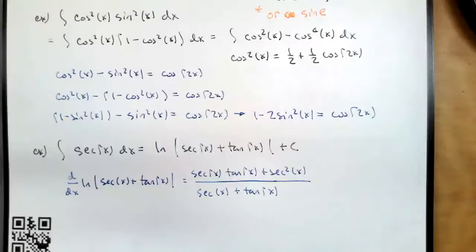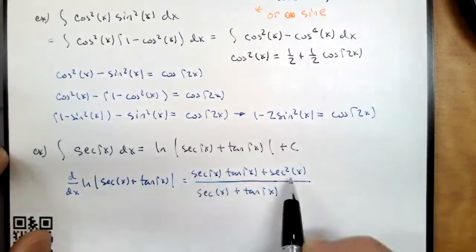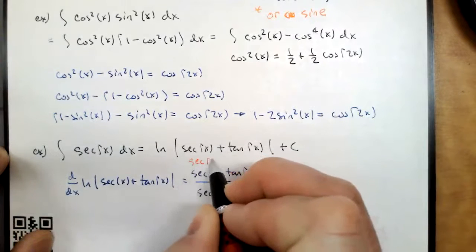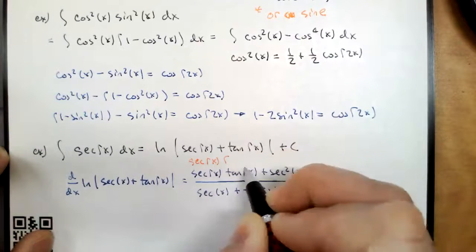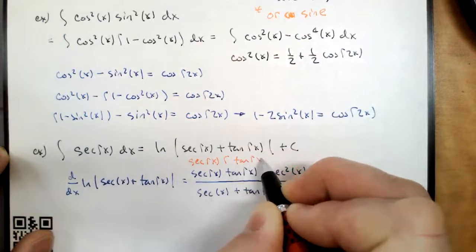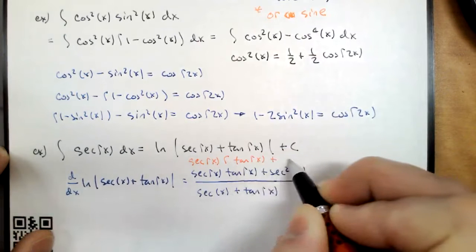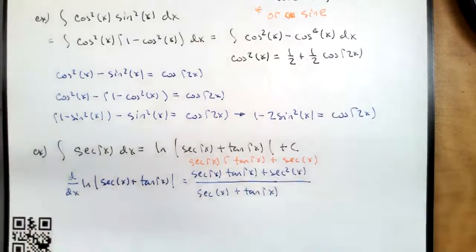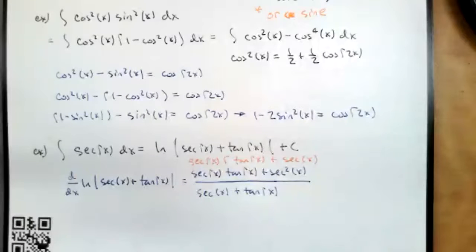If we want to see what this expression is made of, notice that in the numerator, I have a common factor of secant. And if I factor that out, I'm left with tangent x plus secant x. And tangent x plus secant x then cancels out with the secant x plus tangent x in the denominator.